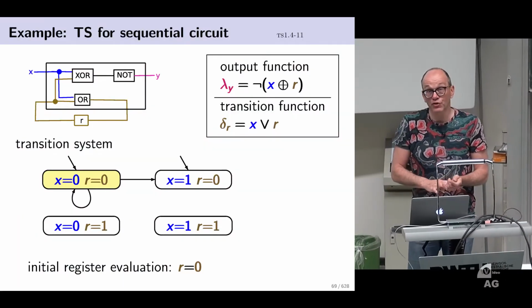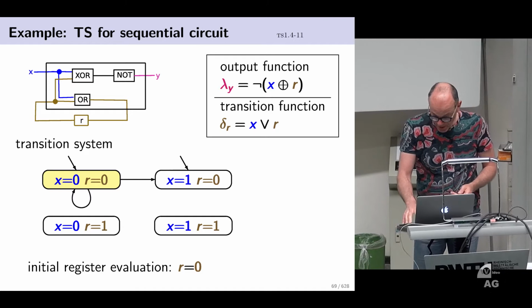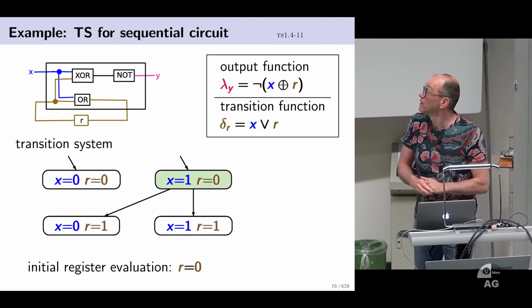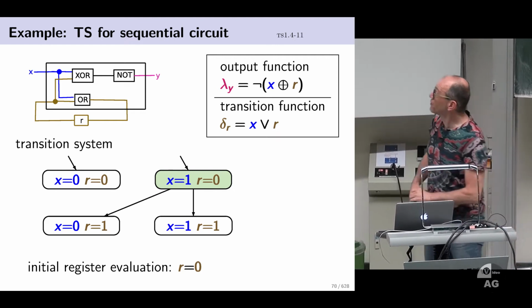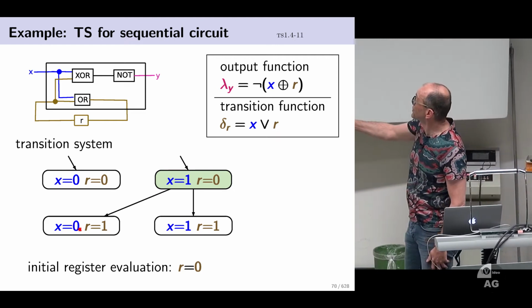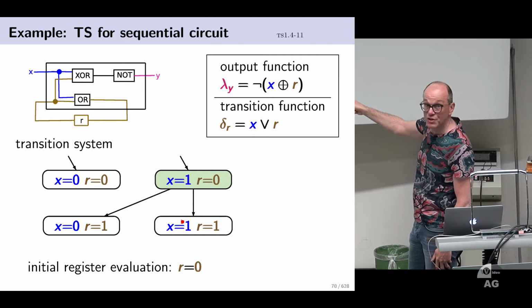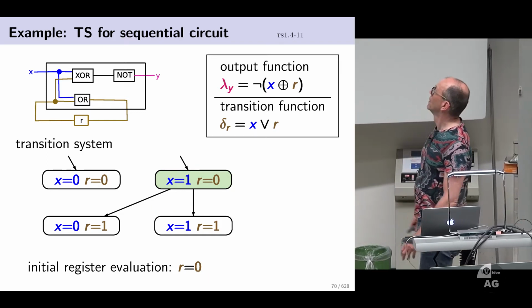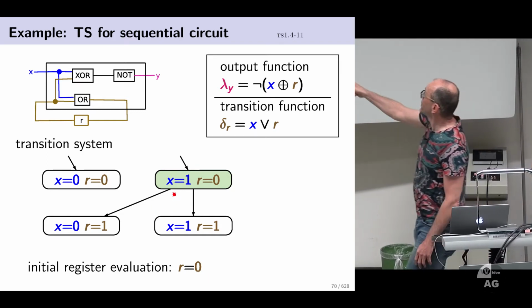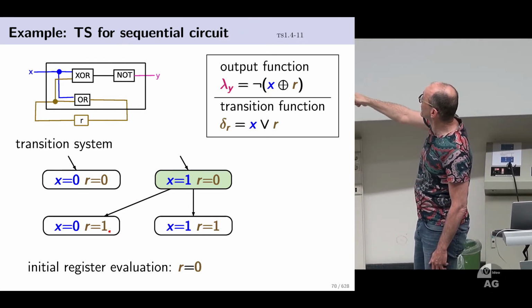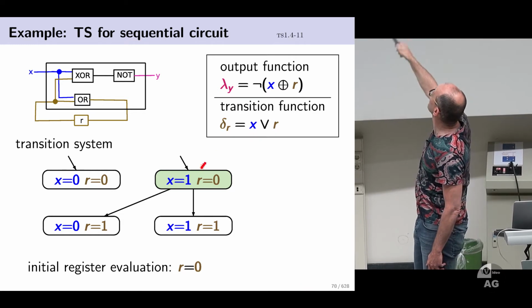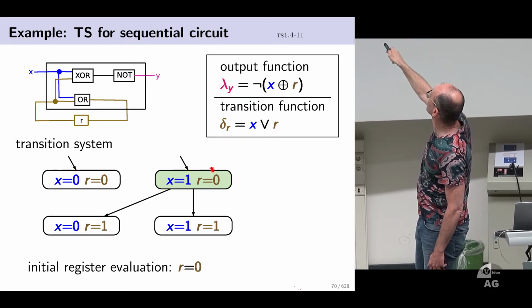Good. So if we continue this kind of scheme, then we now concentrate on this state. X equals 1, r is 0. Now there are two possible successor states. Either the next input is a 0 or the next input is a 1. If the next input is a 0, then what is the value of the register? The value of the register is the disjunction of those two values, and 1 or 0 is 1.